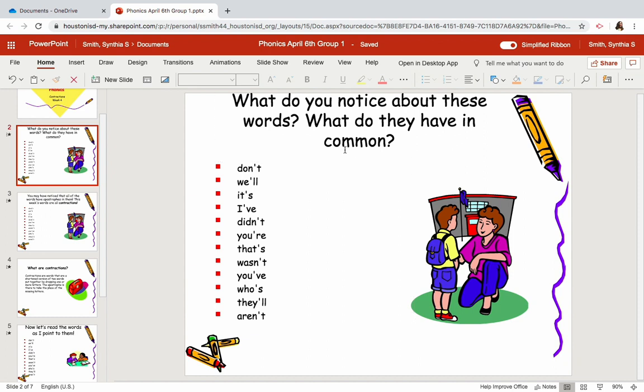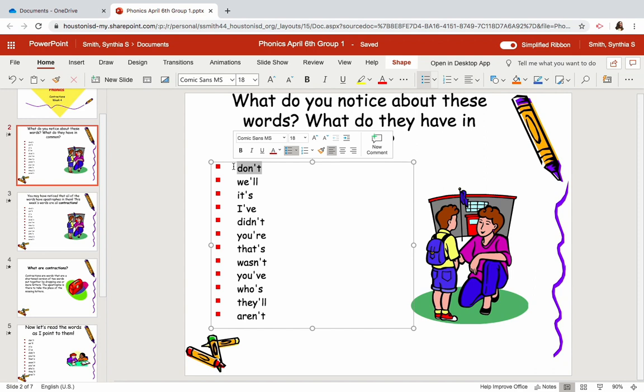So, let's take the word don't, for example, okay? Like, don't do that, all right? The word don't is actually made up of two words. Does anybody know what those two words are? Those two words are do not, okay? So, don't is actually made up of the words do and not, okay? But when we put them together, what letter did we take away?